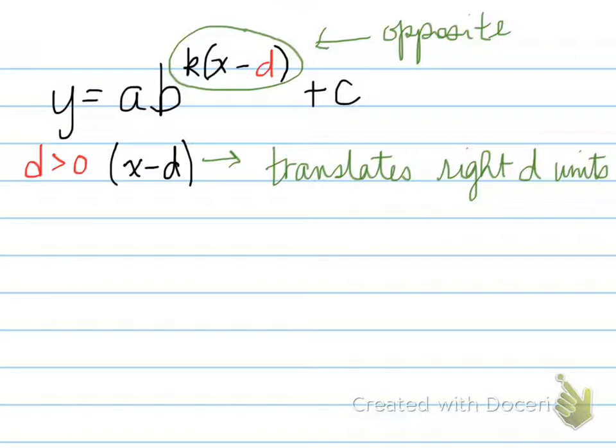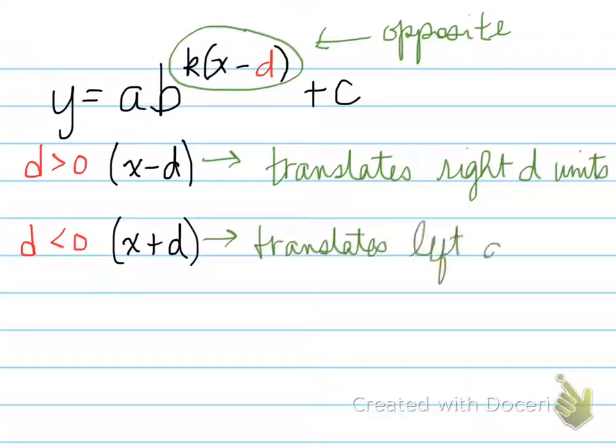Next, if D is less than 0, that means you have in brackets x plus D. It means that the graph translates to the left D units. And again, we don't say negative D, we only use the number and not the sign. When you see this in brackets, it means it will go right. When you see this in brackets, it means it will go left.